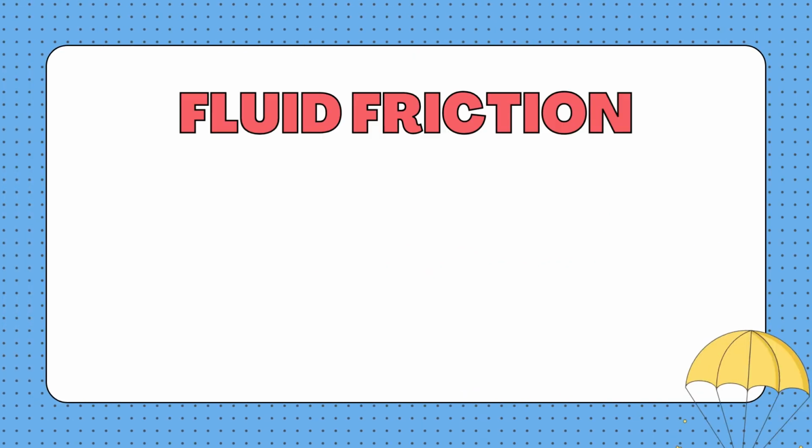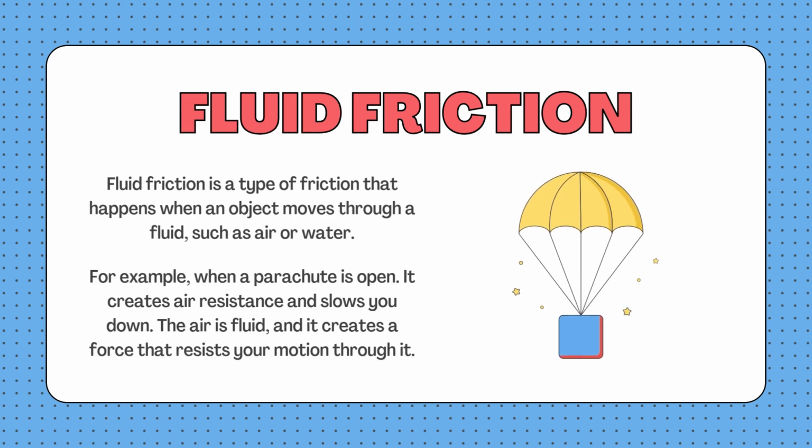And finally, fluid friction. Fluid friction is a type of friction that happens when an object moves through a fluid, such as air or water. For example, when a parachute is open, it creates air resistance and slows you down. The air is fluid, and it creates a force that resists your motion through it. The resistance encountered depends on the object's shape, speed, and fluid properties. For example, a parachute creates significant air resistance to slow descent.